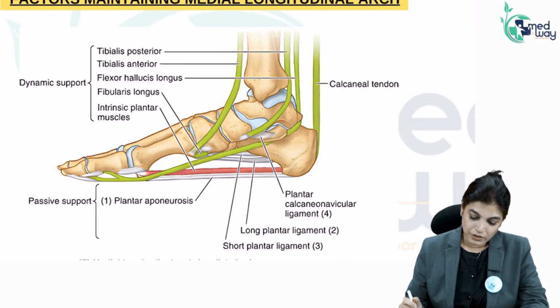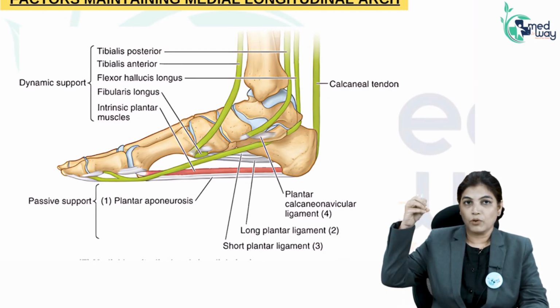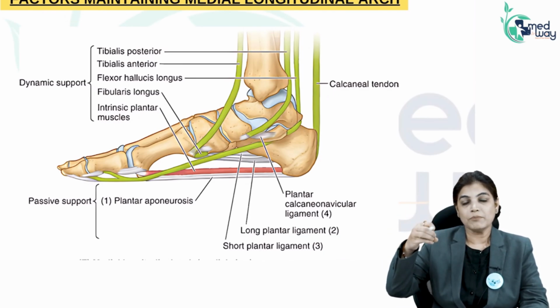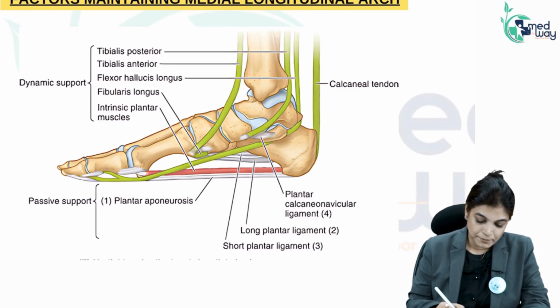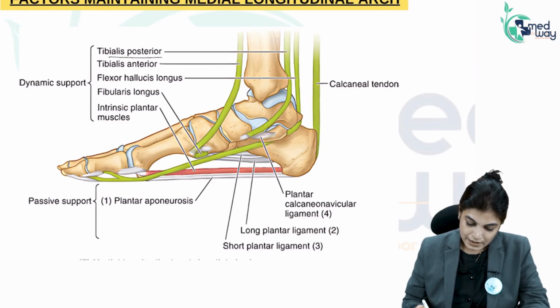So here I would like to tell you about the sling support. Sling support means supporting the medial longitudinal arch from the superior aspect. The sling support is given by the tibialis posterior muscle. As you can see, this is the tibialis posterior muscle which is grooving here, and it is correlated with the plantar calcaneo-navicular ligament and spring ligament.